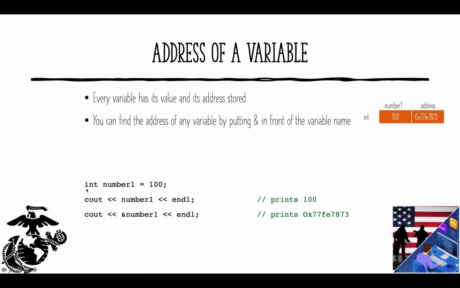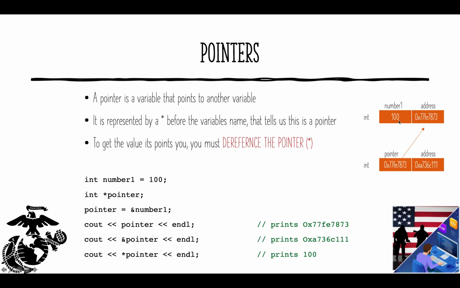So we have int number1 that equals the value of 100. If I were to cout number1, it's going to print the value, which is 100. But if I were to do cout ampersand number1, it's going to print out the address of number1 instead of printing out the value.